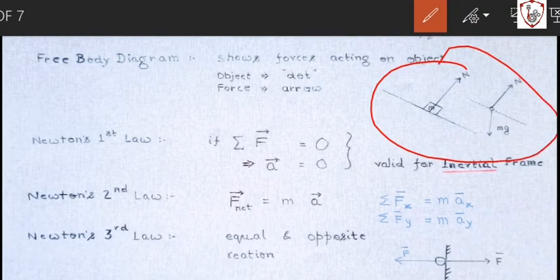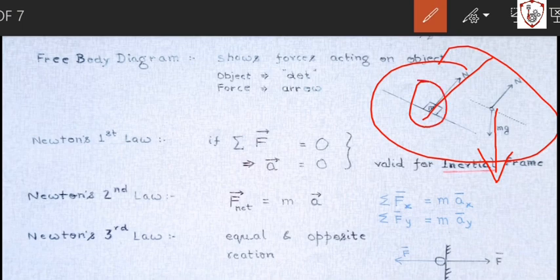In this example, a block is put on an inclined surface. There is a contact force working on it in the upward direction, and its own weight working in the downward direction, mg, we know it. So instead of drawing this block and the surface, we just draw a dot or a point object and then show these two forces the way they are, with an arrow pointing towards the direction of the respective forces, and then it becomes a free body diagram.